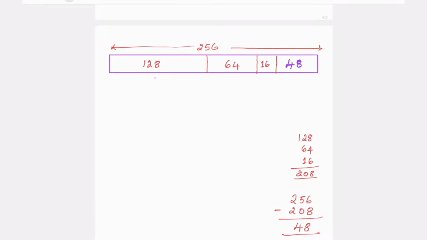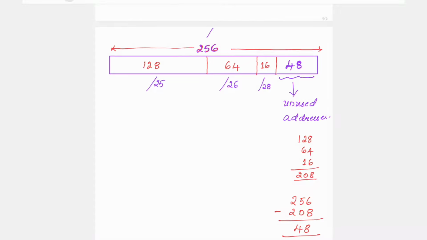For 128 the prefix value was how much? /25. For 64 the prefix value is /26. For 16 the prefix value is /28. For the total number of addresses in the organization, it is /24. So this is what you have to take care of whenever you are designing subnetworks. You should write down the prefix value correctly also. For the main block you got the prefix value as 24. For 256 addresses the prefix value is 24: 24 bits are ones, the remaining 8 bits are zeros. 2 to the power of 8 is 256.